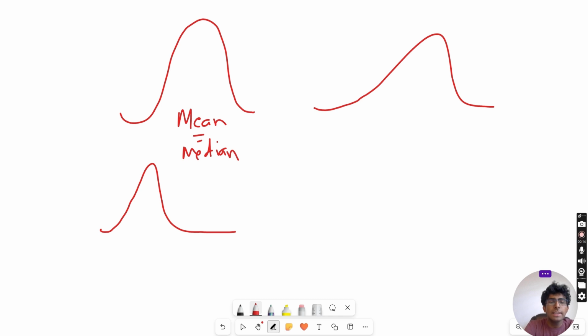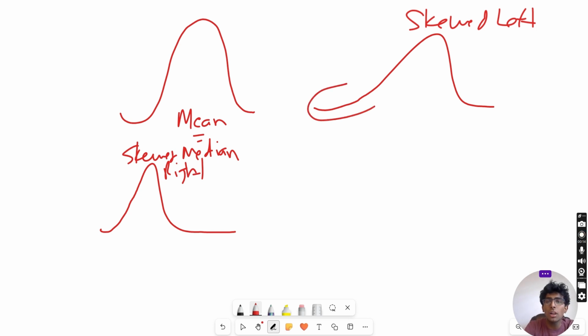This is a skewed left distribution. I'll actually write out the full name of it. This is a skewed left, and this is a skewed right. How can you tell which one is which? Look at the tail of the distribution. Where are the higher or lower values? If your tail is on the left, it's skewed left. If your tail is on the right, it's skewed right.